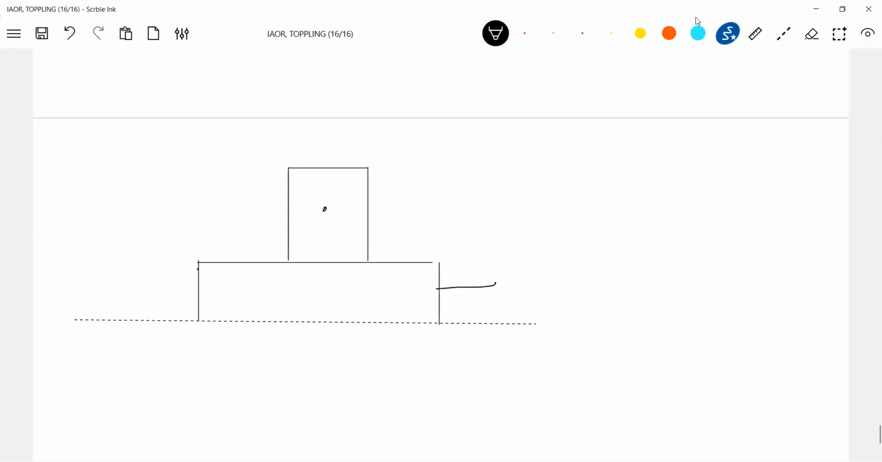I'll apply force F. This is M2. Let this be M1. The dimensions of this be H, and the width be, let it be B. This is rough. What is the maximum force for which the upper block will not topple on the plank?